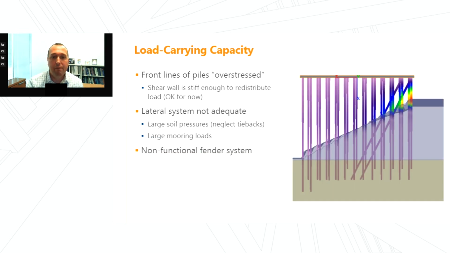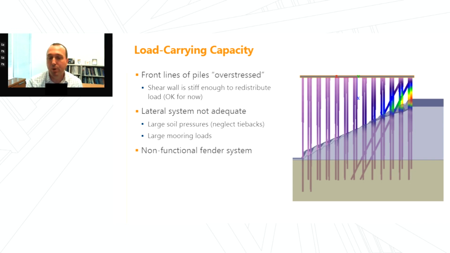We did evaluate the load carrying capacity, and using the elastic model, it would tell you that the front line of piles are overstressed due to their increased distance, as well as the reduced flexural stiffness of those piles. But we thought that the shear walls are stiff enough to help redistribute load back to the shallower piles. And so we thought that the system was okay for gravity loads for now. But ultimately, the lateral system wasn't adequate.